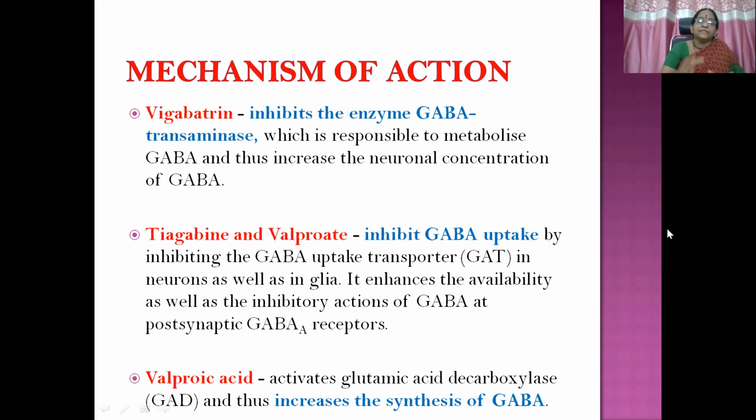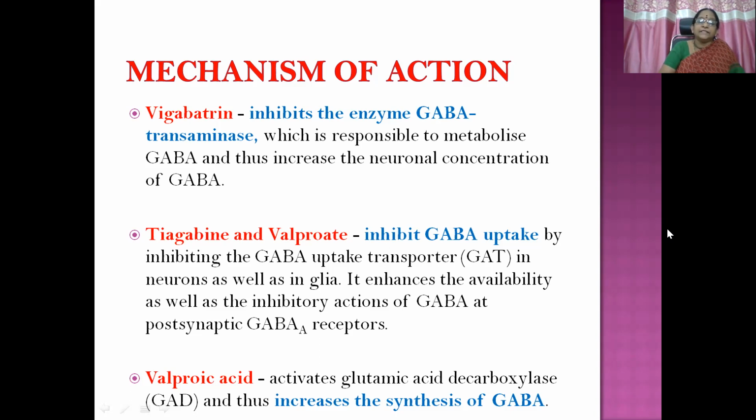And apart from this, GABAergic action is of various modes. Vigabatrin acts by inhibiting the enzyme GABA transaminase. So GABA metabolism is prevented. And tiagabine and valproate inhibit GABA reuptake. So reuptake is inhibited and in the synaptic cleft, more amount of GABA is available. That is because of inhibiting the GABA uptake transporter. So more amount of GABA will be available at the postsynaptic GABA receptors.